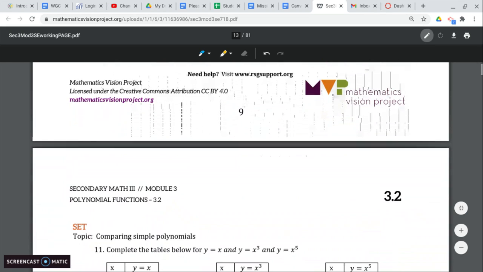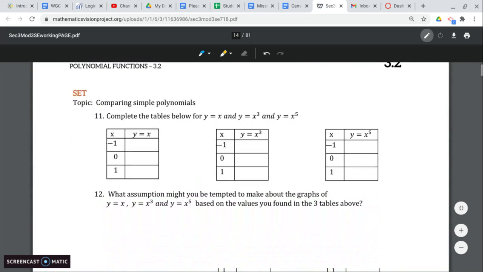All right. Comparing polynomials. Complete the tables below for y equals x to the third, and y equals x to the fifth. So when y equals x, when x is negative 1, y is also going to equal negative 1. When x is 0, y is going to equal 0. So for this one, they're just staying the exact same.